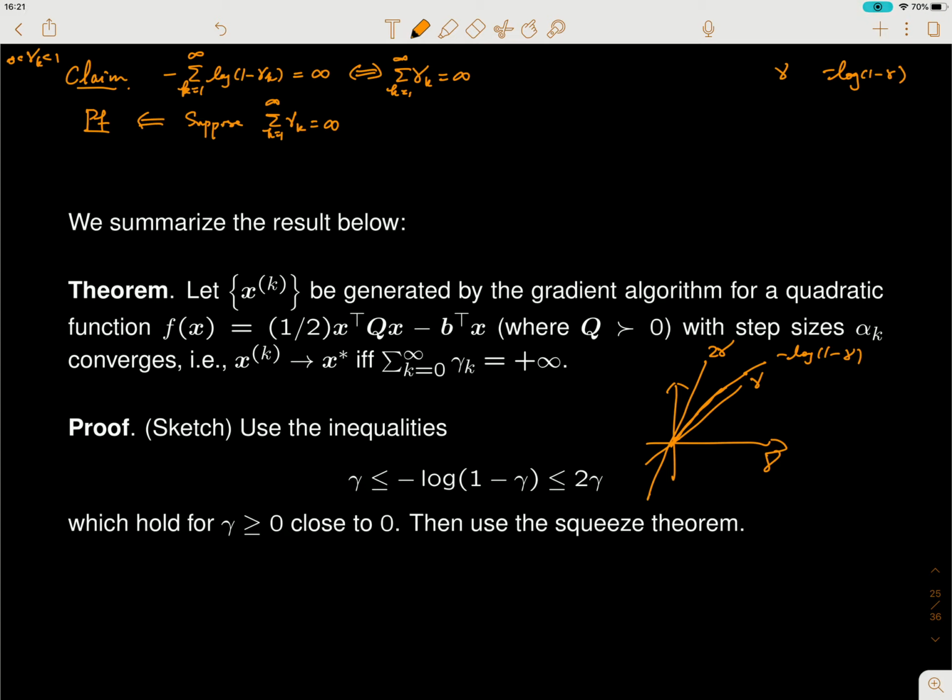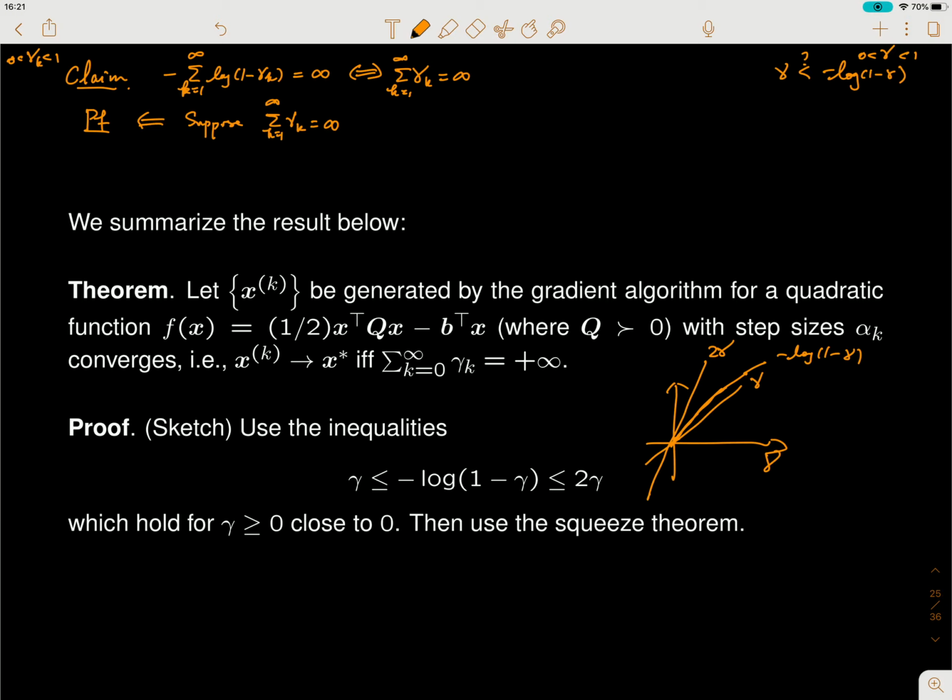So let me compare this one. Which one is bigger and which one is smaller over the interval gamma between 0 and 1? Okay, so that's my question. Is this true for gamma, assuming that gamma is between 0 and 1?